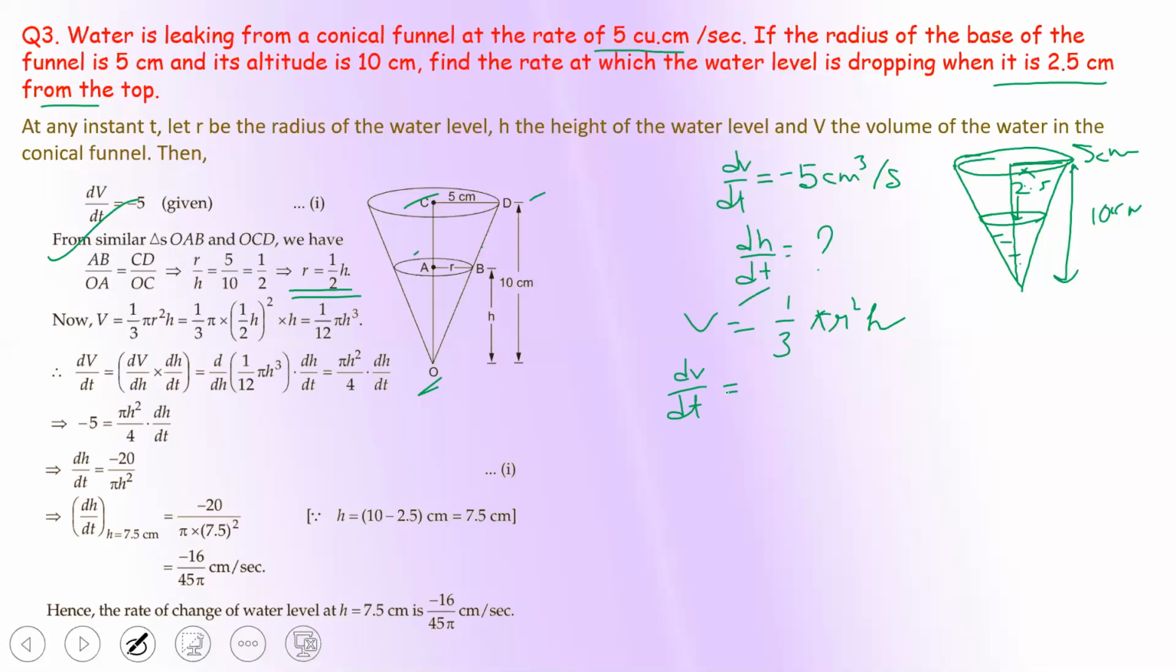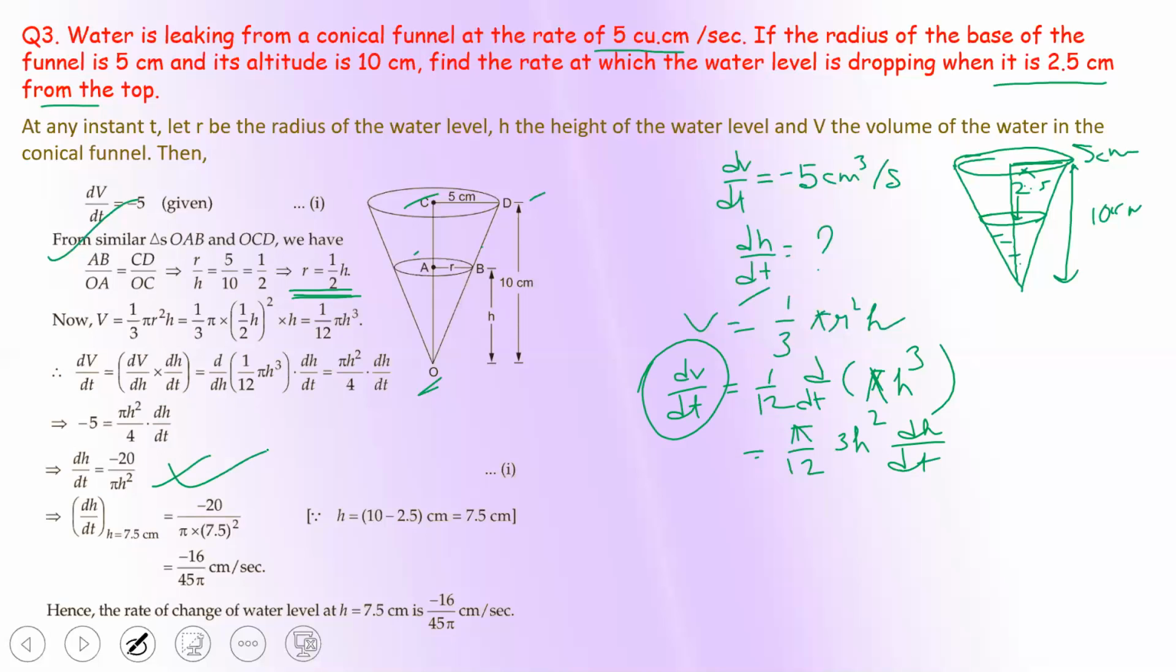dV dt is d dt of 1 by 12 pi h cube. Put the value of r here. So if I find the derivative, that means pi 3h square dh dt. I have this value dV dt. So put the value and find the value of dh dt. Here it is minus 20 by pi h square.